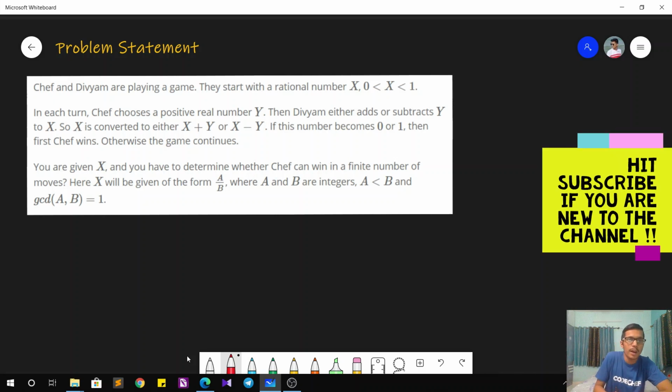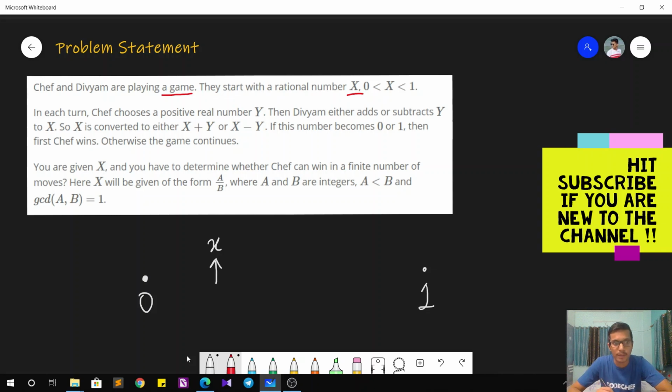Chef and Divyam are playing a game. The game begins with a rational number x which is initially between 0 and 1. So let's say if I draw my number line and 0 is present over here and 1 is present over here, then our initial number x is definitely going to be present between 0 and 1. So I can, let's say, mark x over here.